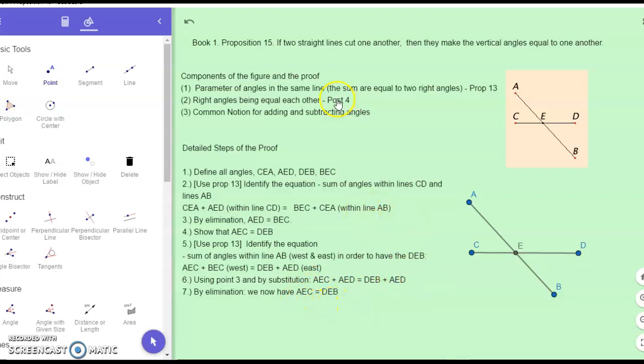So again, the focus of the proof is the usage of Proposition 13, that the sum of two adjacent angles lying on the same line is equal to two right angles.